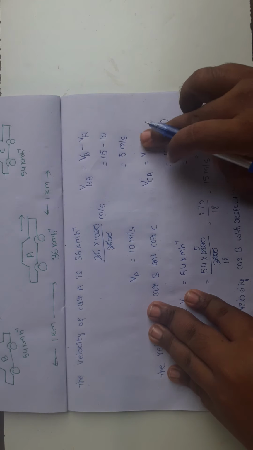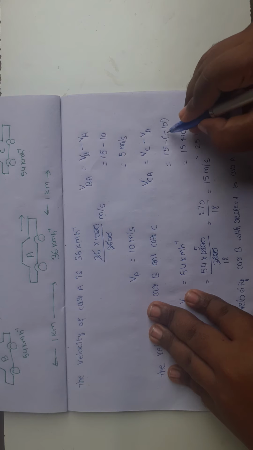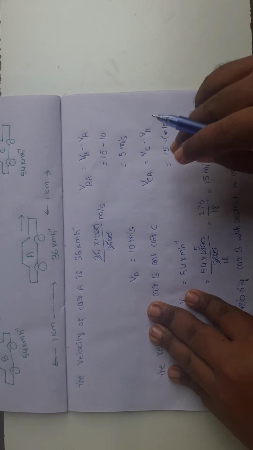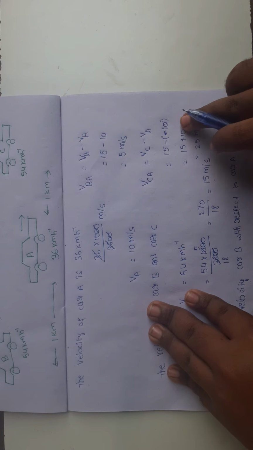Why? Because here two cars are traveling in opposite directions. That's why I am taking minus 10. Car A is traveling in the opposite direction with respect to car C.